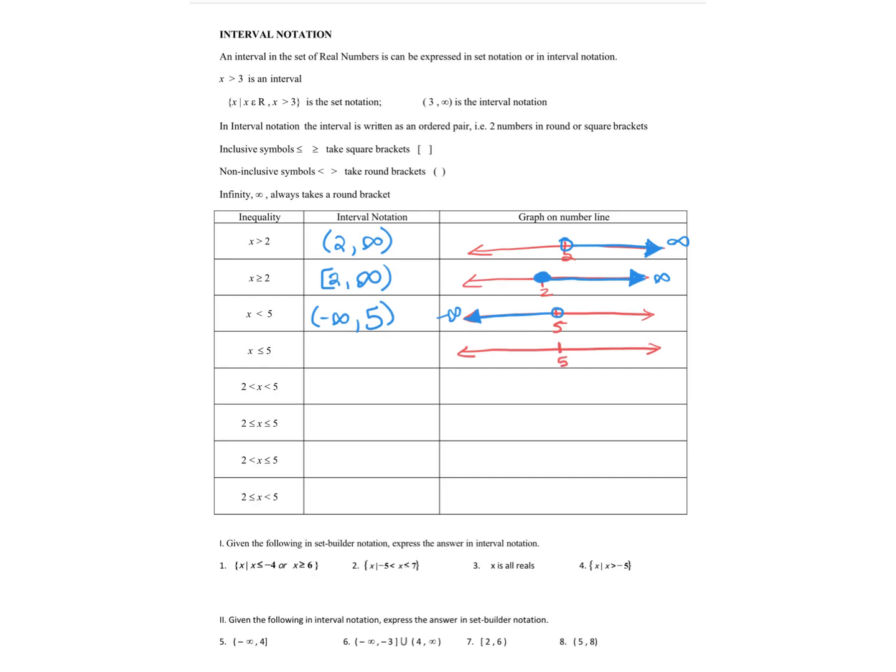Again, we're using 5. This time it's less than or equal to, so we know we have a closed circle there. It's still shaded to the left. I went a little too far. So, still starting at negative infinity over here, and going until we get to 5. And that one has a square bracket, because it has a closed circle.